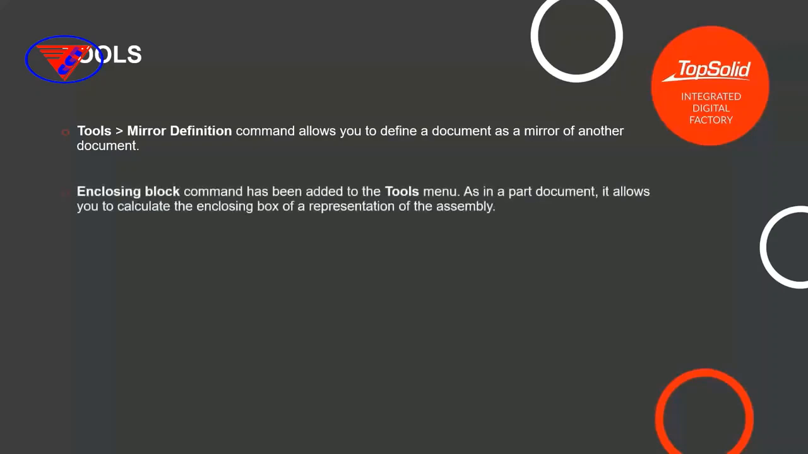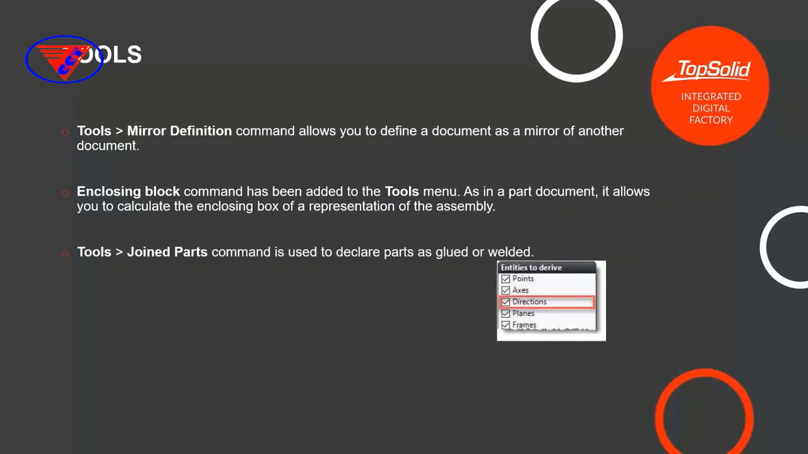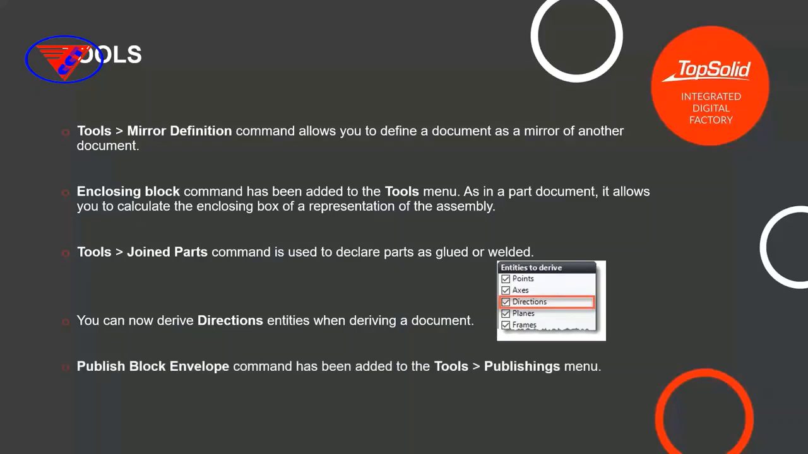Okay. Next, the enclosing block command. We talked about this yesterday, actually, a little bit. It's been added into the Tools menu within the assembly documents so that you can calculate the overall sizes or area of your assemblies. There is a new command called Tools Joined Part. This command is used to declare parts as glued or welded. You can also now derive direction entities when deriving a document. And finally, the Publish Block Envelope command has been added to the Tools publishing menu.